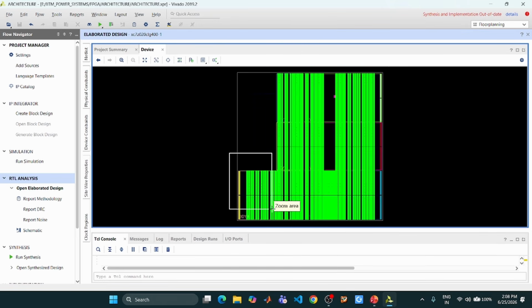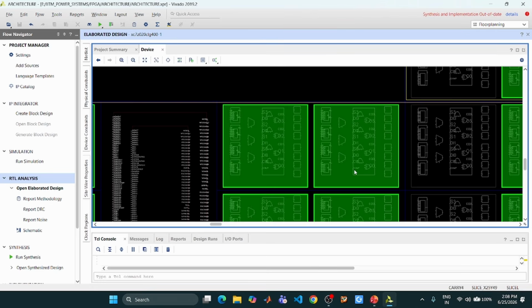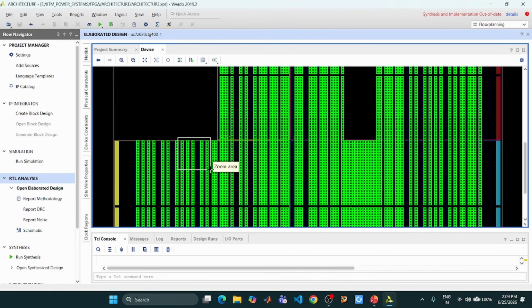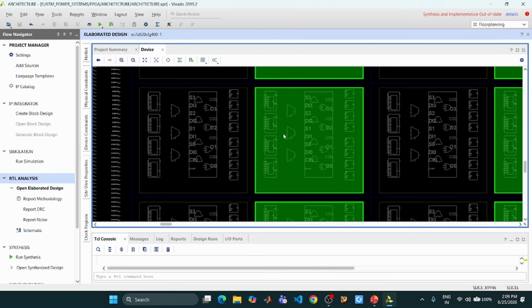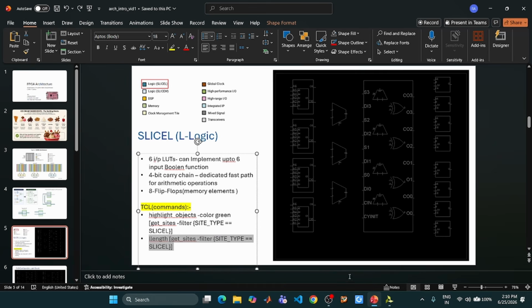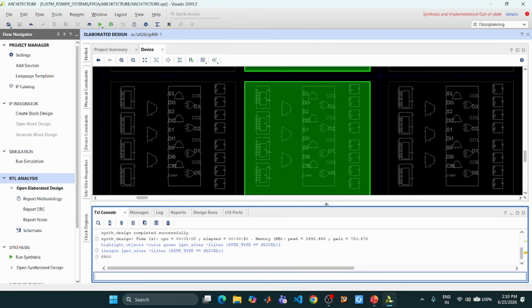One more interesting thing is that all the SLICELs are arranged in a columnar fashion, which exactly resembles the ASMBL architecture, Advanced Silicon Modular Block Architecture. And you can see in some places two slices are together. If we zoom in, we can see the LUTs, muxes, carry chain and the flip-flops which we have discussed earlier. We can also see a similar kind of slice, and if you run the second command, you will get to know how many SLICELs are present in the PL part.